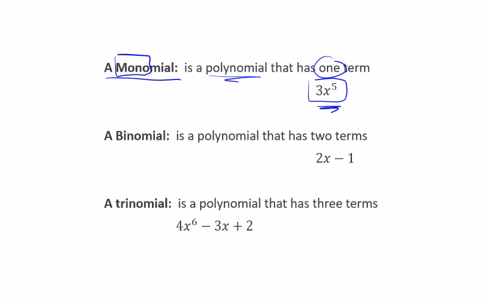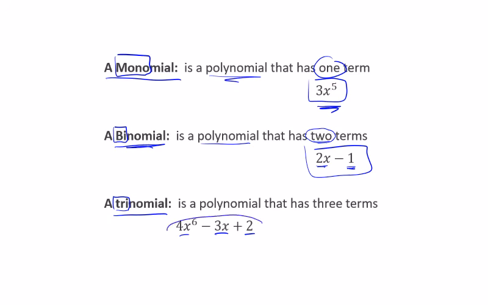All right, a binomial, what does bi mean? 2, right? So a binomial is a polynomial with two terms, okay? And so here we have two terms that we're adding or subtracting, right? So this would be a binomial here. All right, then of course a trinomial, tri means, that's right, it's 3. So we have 3 terms in a trinomial.